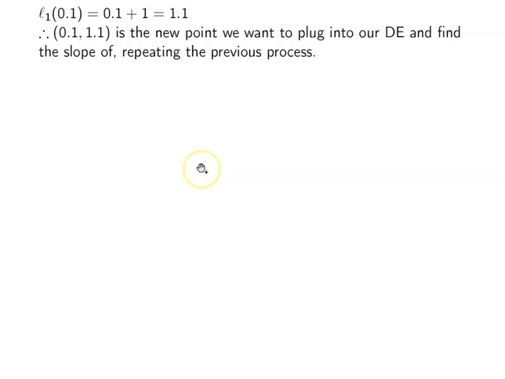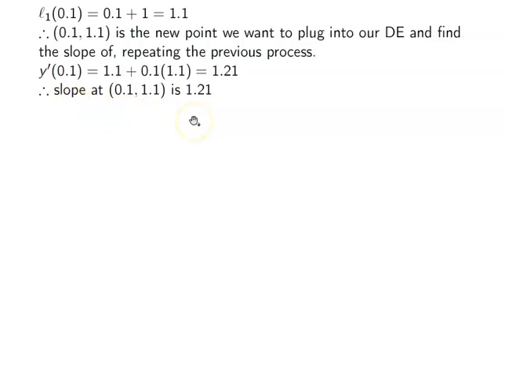So I'm going to plug this into my differential equation so I can see what the actual slope is at this point, right? So I plug in (0.1, 1.1). The derivative at 0.1 is going to be 1.1, so this was y plus x times y. When I get the answer out for that, it's 1.21. So at this point, (0.1, 1.1), my approximation is telling me that I have a slope of around 1.21.